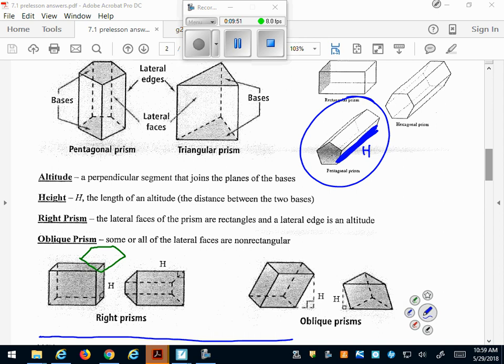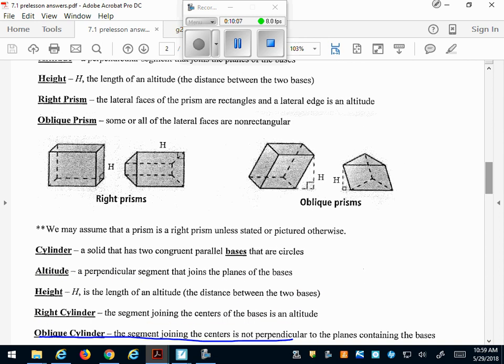It's like your height is the distance from your feet to the top of your head, right? Feet to top of head. That's the height. Okay? Again, another very important message there. So altitude and height are kind of the same thing. Altitude is the segment you can draw, it has to be perpendicular.